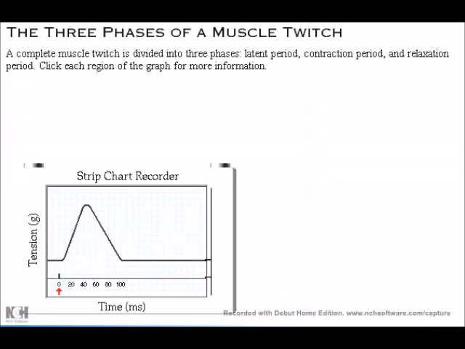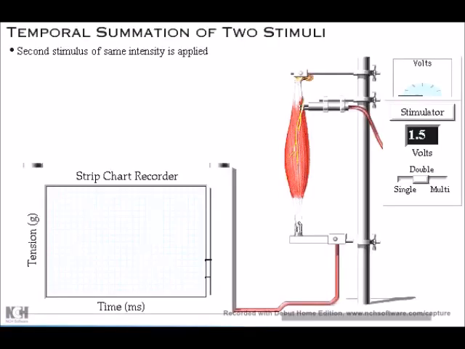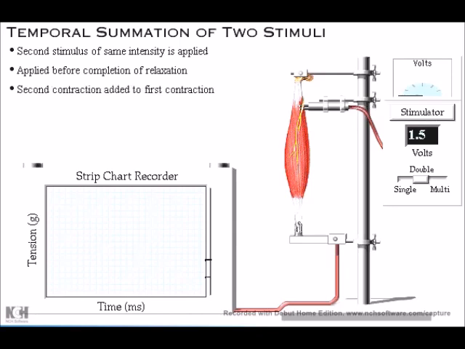A complete muscle twitch is divided into three phases: latent period, contraction period, and relaxation period. The actual time periods for the three phases shown here may vary with the specific muscle being studied. Click each region of the graph for more information. When a second stimulus of the same intensity is applied to a muscle before the completion of the relaxation period, a second contraction occurs, adding its effect to the contraction resulting from the first stimulus. This is known as temporal summation or wave summation and results in increased muscle tension.